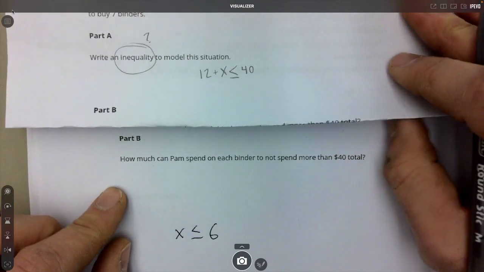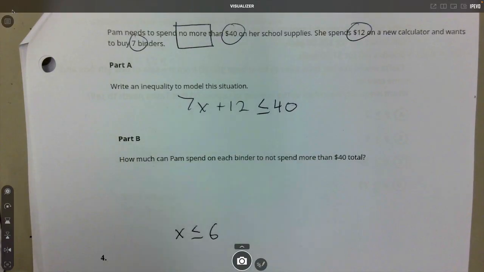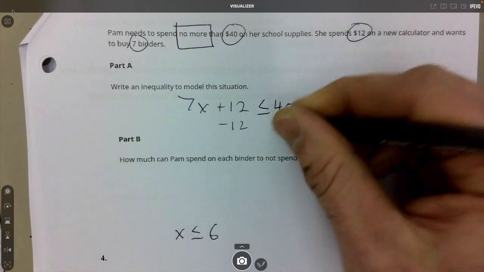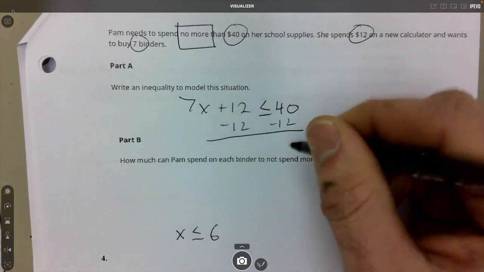And let's check part B. Let's solve this. Subtract 12 on both sides. 40 minus 12 is 28.